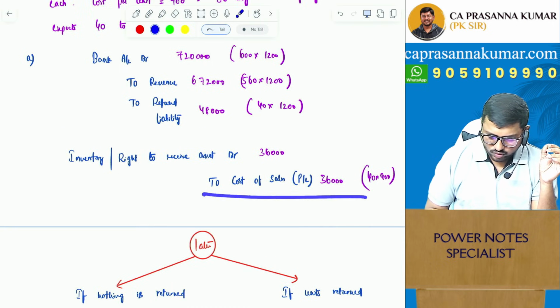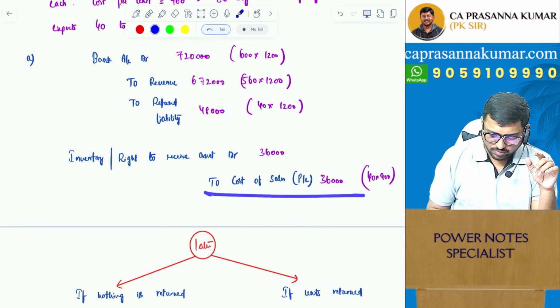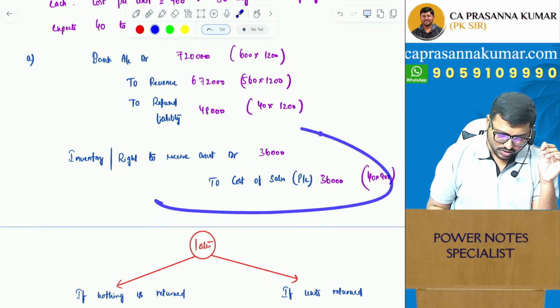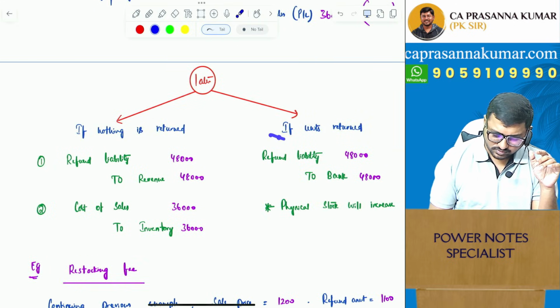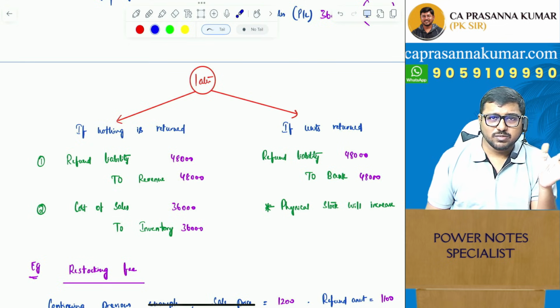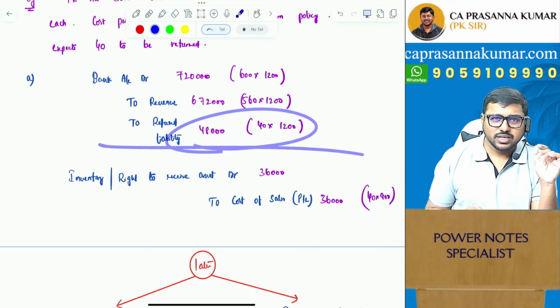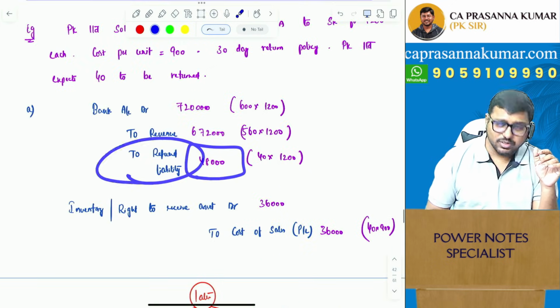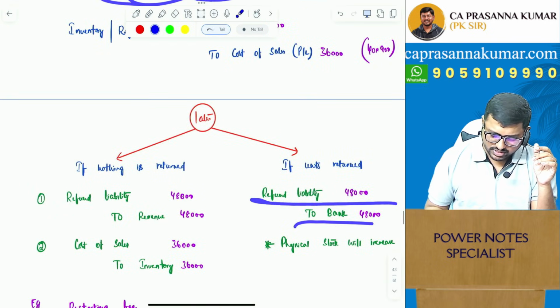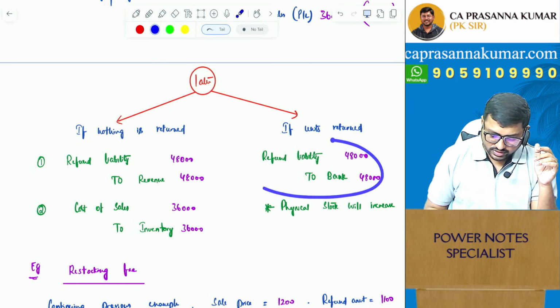And of course, to cost of sales. Because earlier you would have debited cost of sales. Now to set it off, you'll be creating cost of sales to the same extent. You got the point? Later, two things can happen. Nothing can be returned, or as you have expected, units are returned. Now this is easy. As you have expected, units are returned means what you will do? You will make the payment to the extent of 48,000 for which you have already created the liability. Once you make the payment of 48,000, which is to bank, automatically this liability needs to be cancelled out. Therefore, you will debit the liability. Job is done.